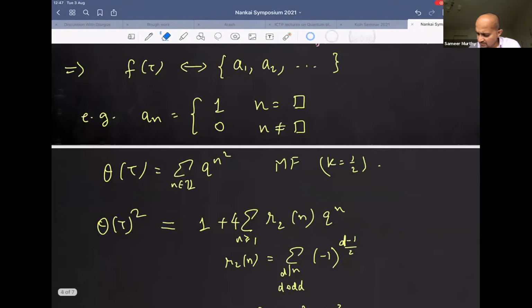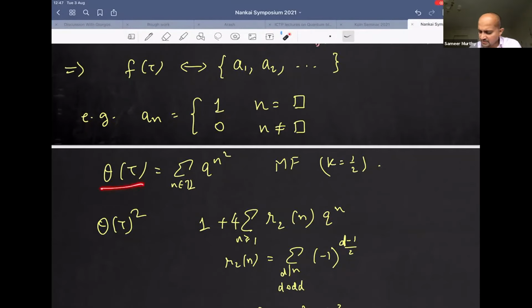Here's another example. Take this slightly more sophisticated function. It's also a series of the type that I showed you. So its coefficients of q to the n, where the coefficient r_2 of n is given by the sum over the odd divisors d of n of (-1) to the (d minus 1) over 2. Okay, it's a simple definition. Turns out you can show that this is also a modular form of weight 1 under some certain congruence subgroup.